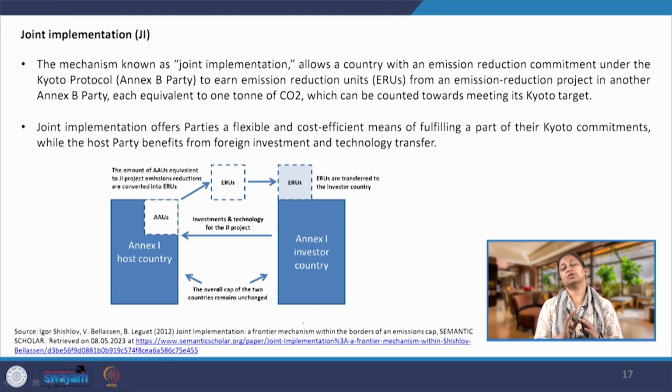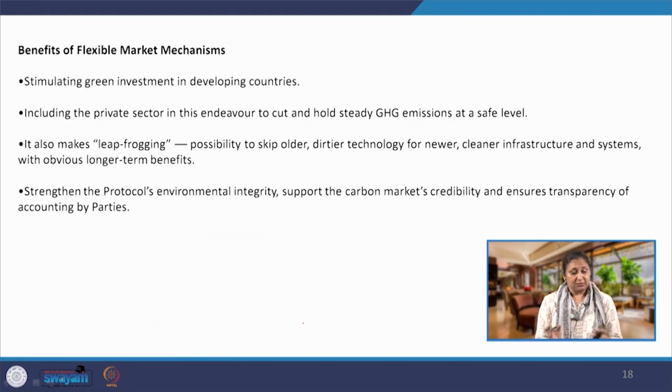Again, when we are trading these carbon credits, each is equivalent to 1 ton of carbon dioxide emitted or emission saved. So, that is what we are talking about. Now, there are several benefits of this flexible mechanism, and there have been a lot of success stories. While I say that it has not been fully successful, there have been several success stories.